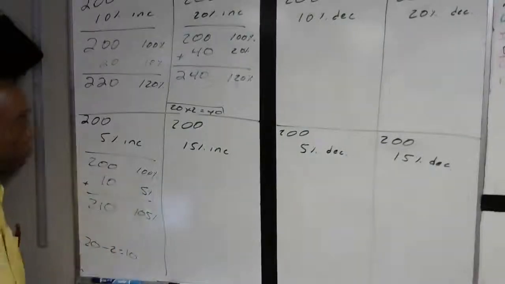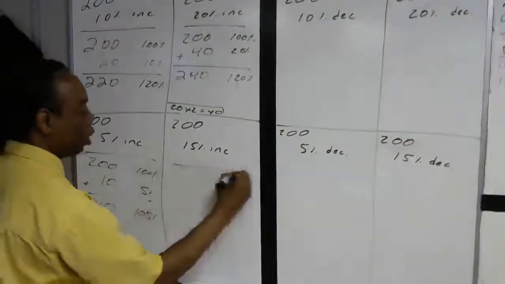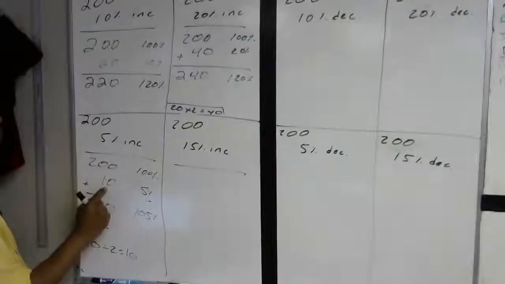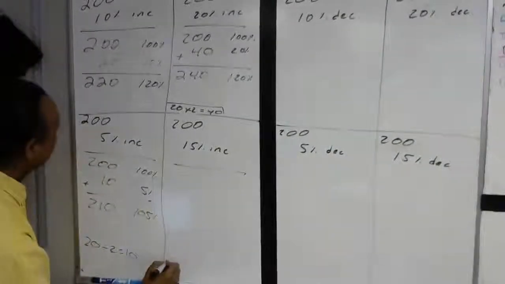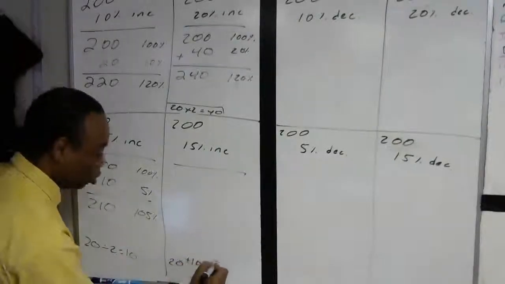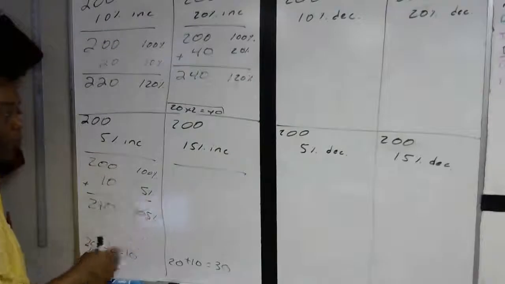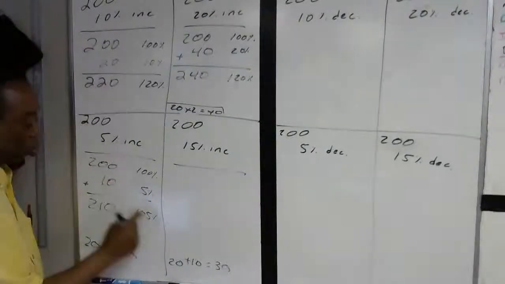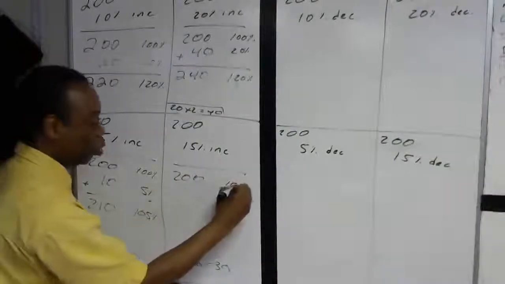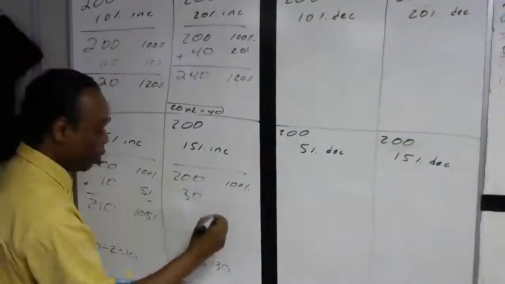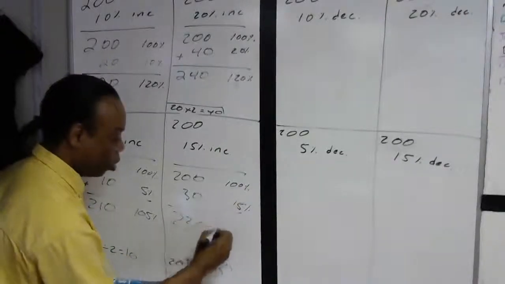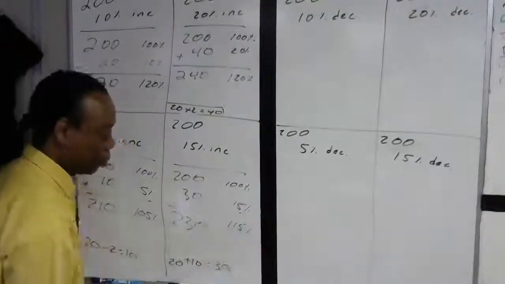Okay, let's go to the 15%. To do the 15%, what we need is the 10% answer and the 5% answer. The 10% answer is 20, plus the 5% answer is 10. So that means that a 15% will be the combination of these two, which is 30. So let's go here. 200 represents 100%. 30 represents 15%. And we put them together, we get 230, which represents 115%.